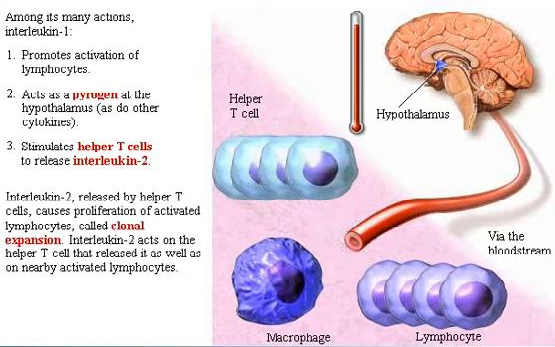As you just saw, the interleukin-2 released by helper T cells causes proliferation of activated lymphocytes, called clonal expansion. Interleukin-2 acts on the T cell that released it, as well as on nearby activated lymphocytes.